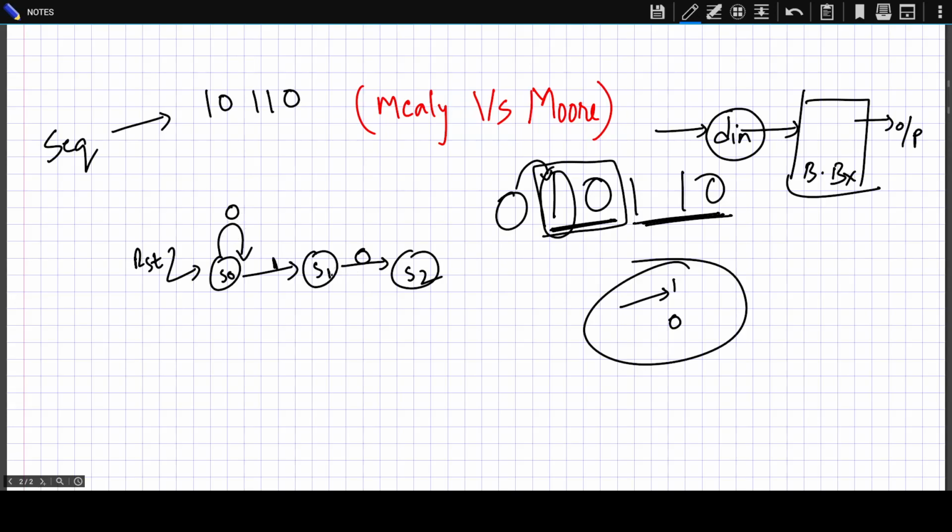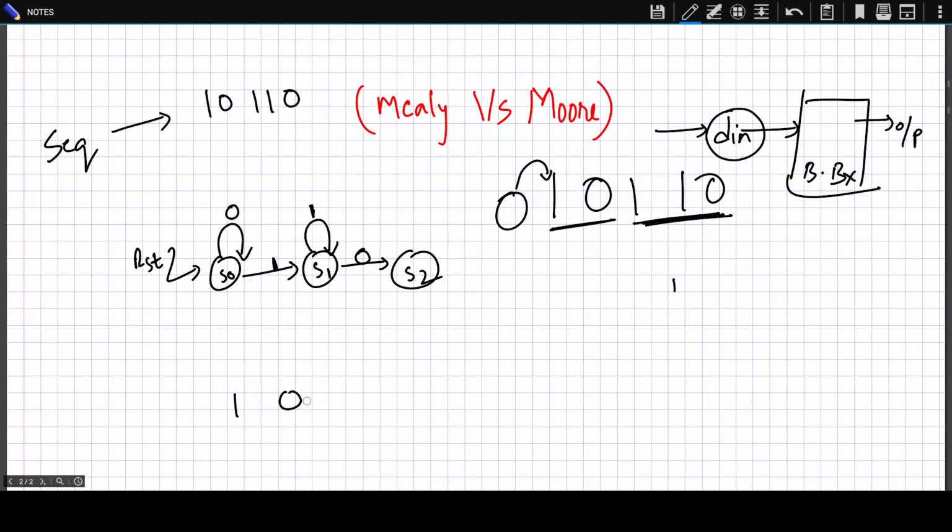For state S1, if I get a 0, go here. If I get a 1, then stay here, because I already got 1, and any incoming ones would only add to this sequence, like 1 1 1 1. If I get 0 1 1 0, then from here it would detect the sequence, not from here. As long as I keep getting ones while being in state S1, I will loop around S1. So for both these states, all the possibilities are covered now.